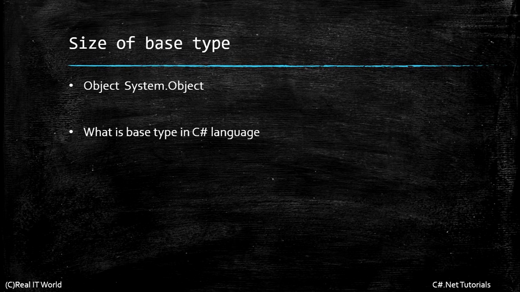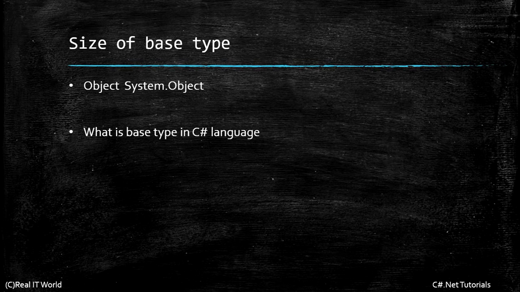Size of base type. Object is a base class. This is a very important interview question. What is the base type in C# programming language? Object is the base type. This is a very good interview question. Object is the base type, and it is going to store any data type.